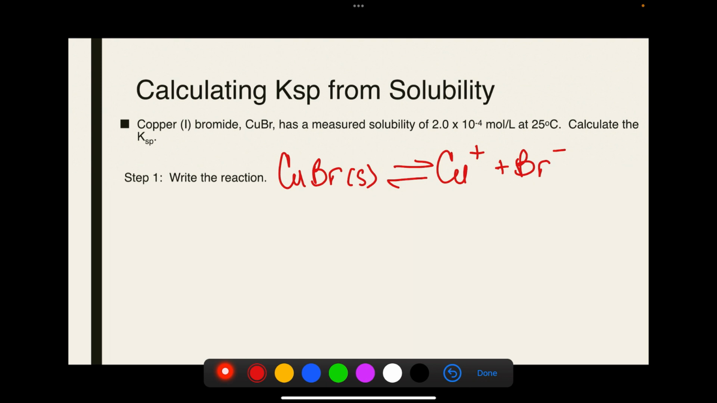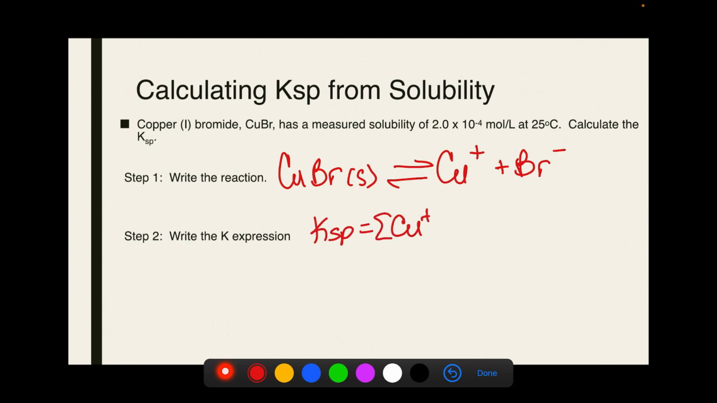From there, we write the K expression. So KSP is going to be equal to the concentration of copper times the concentration of bromide. Again, we don't include the copper bromide because it's a solid.